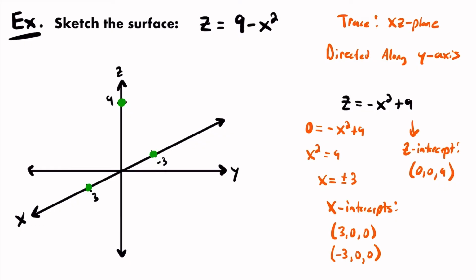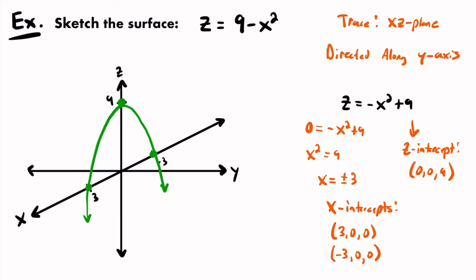And now we can draw a pretty nice sketch or a pretty nice trace of the parabola in the xz plane, right? The plane formed by the x and z axis. If we just connect these points, which I'll do like this, make sure to add in those little arrows so that we know it goes on forever. That would be the trace of our parabola in the xz plane.